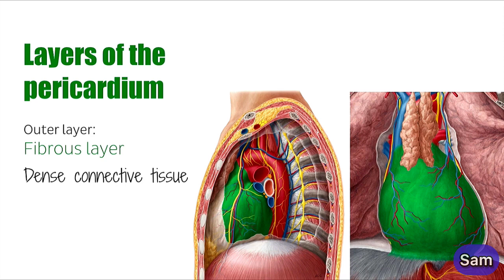This fibrous exterior lining mechanically functions to prevent the heart from overfilling, because the fibrous tissue as a whole is resilient, and although flexible, it does not stretch.